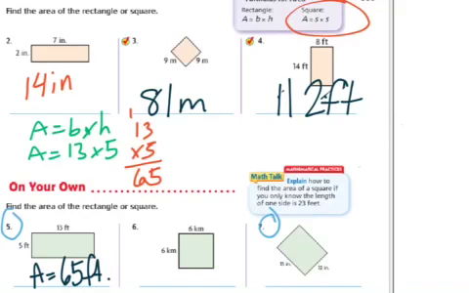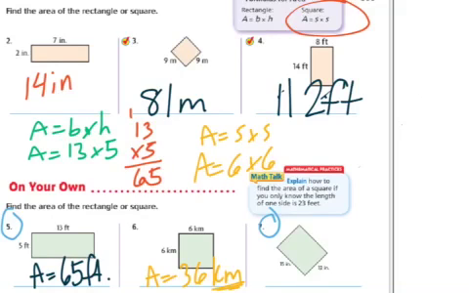Next problem, again, we're going to set our problem up. We have a square here, so I can say A equals side times side. A equals 6 times 6. And I know that 6 times 6, that one's an easy one. A equals 36 kilometers. Always have your unit of measure.